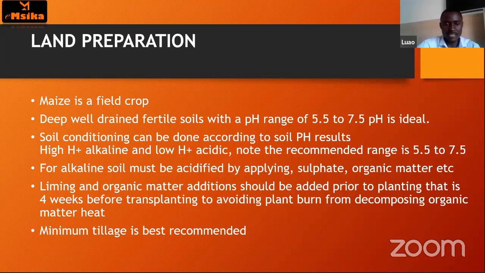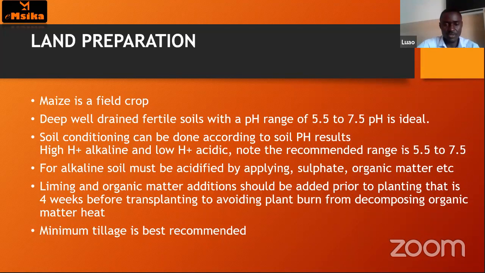The last point is minimum tillage is best recommended. We talked about this when we were discussing the factors which affect nutrient uptake. Minimum tillage, which is conservation farming, a conservation way of planting crops, is much recommended.